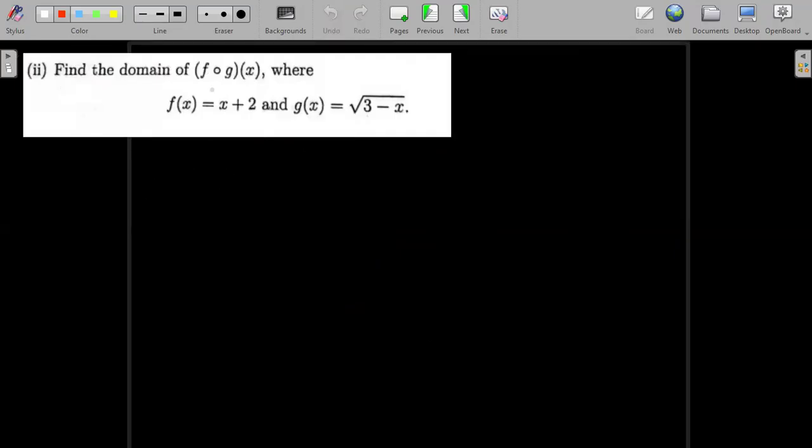It says find the domain of the function where we have this here. So in order to find the domain of this one, we must find the domain of f of g of x, and we must find the domain of g of x, which is the function you're putting into f of x. Find the domain of this one, then you put these together. That will be the domain of the entire thing. So let's work out that.